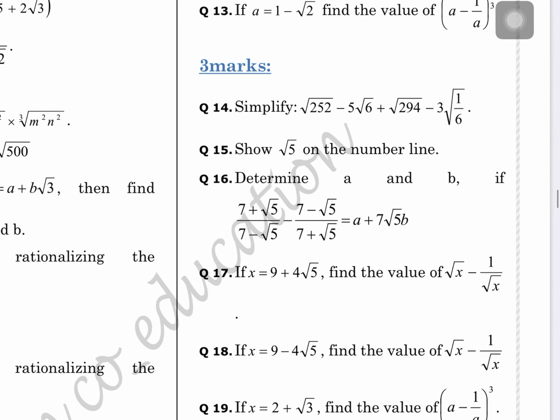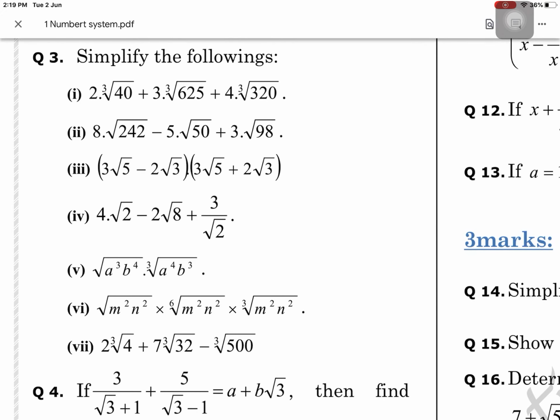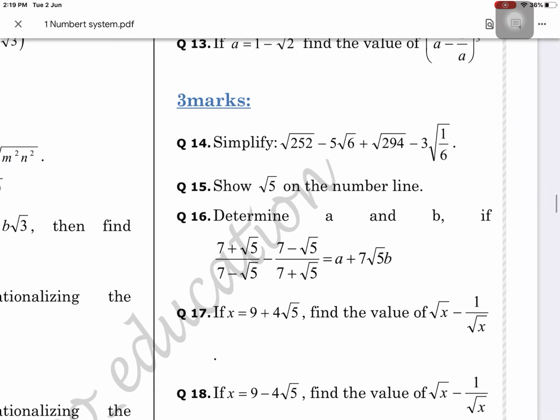These are the 3 mark questions. Question 14: simplify this. The question is being repeated here. A composite number is lying under the root, and 6 is also composite, but it is not to be factorized into multiple factors. 294 is also composite, and then minus 3 whole 1 by 6. If you want to know this question, I will tell you. Just remember, these questions we have solved in the same way you have to solve. Simplify the following. In the same manner you need to solve this question.